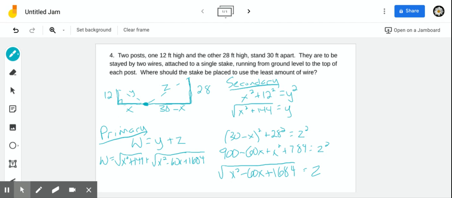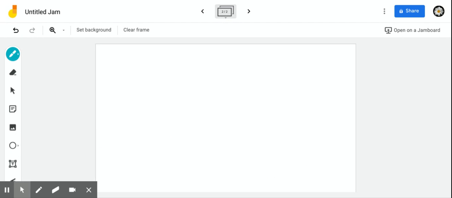Okay, and I told you I needed more space, so let's get a clean piece of paper and start working on this. Okay, so again, we had the square root of x squared plus 144, which I'm going to rewrite as to the 1/2 power so I can take the derivative of it, plus the square root of x squared minus 60x plus 1684. Yeah, 1684, yep.